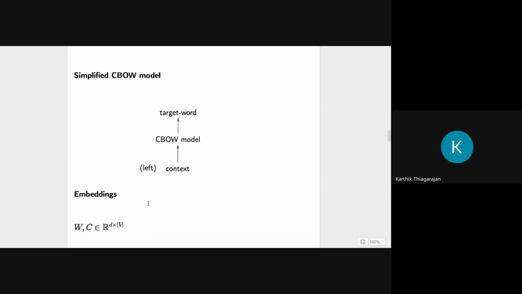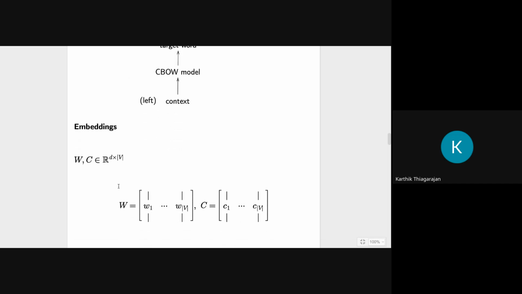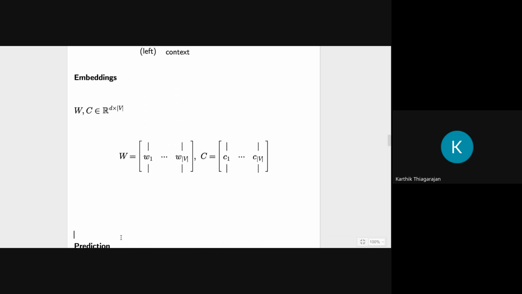So what are the embeddings? To begin with, embeddings are random matrices, or matrices with random values. Note the shift here: every column is a word embedding. In SVD, every row was a word embedding. Here every column is a word embedding, and there are two matrices, one for the target words and one for the context words.